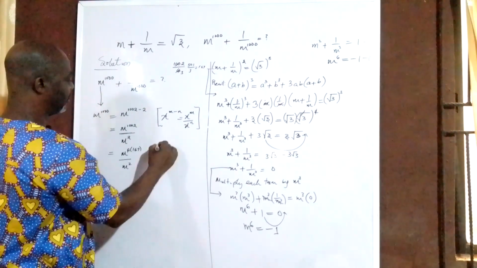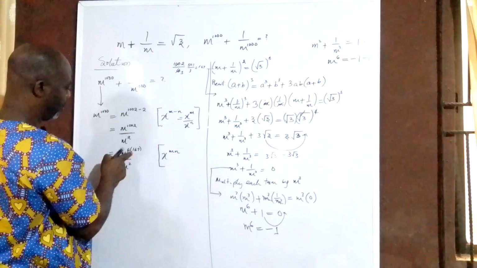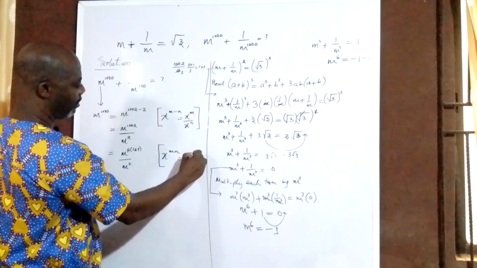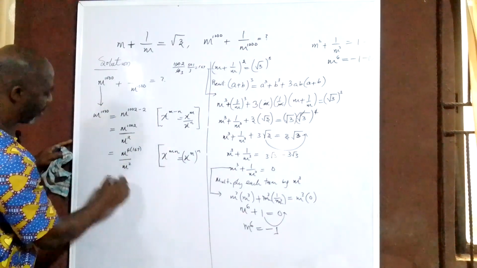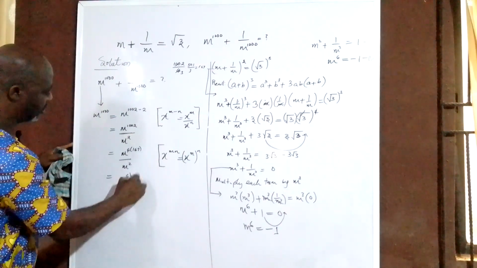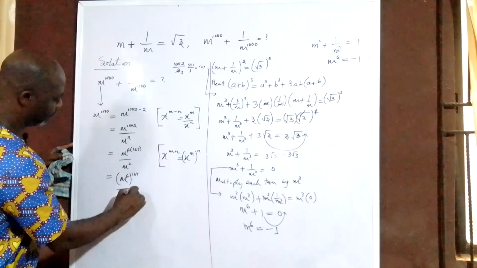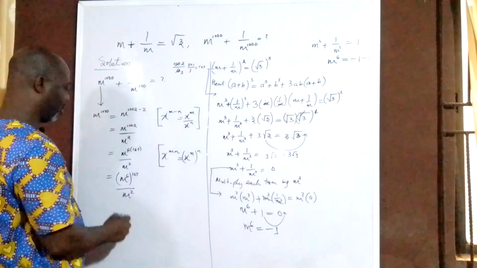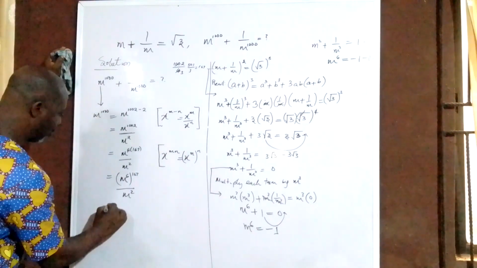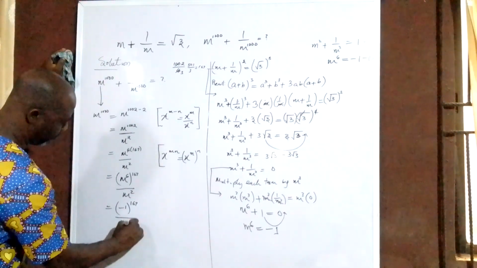Now, don't forget that from indices, x to the power of mn is the same thing as x to the power of m all to the power of n. So I'm going to rewrite the numerator as m to the power of 6 all to the power of 167, then m to the power of 2. Now don't forget the value of m to the power of 6 is minus 1. So this becomes minus 1 to the power of 167 over m to the power of 2.